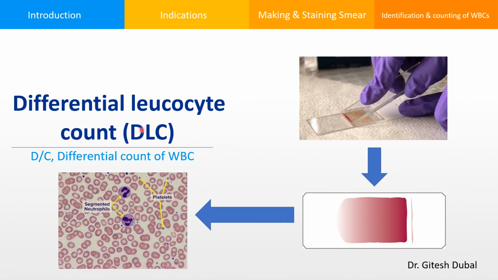So what is differential leukocyte count? It is just an extension of peripheral smear. If you know peripheral smear, then differential leukocyte count is just an extension of that. So without wasting time, I am Dr. Gitesh Dubal. Let's start with today's practical, that is differential leukocyte count.